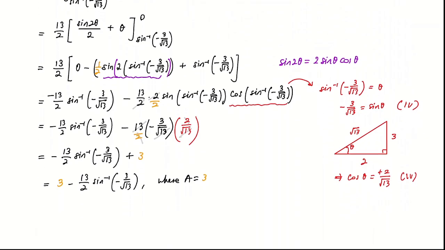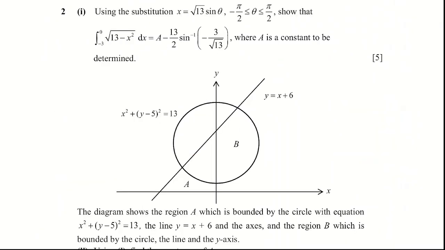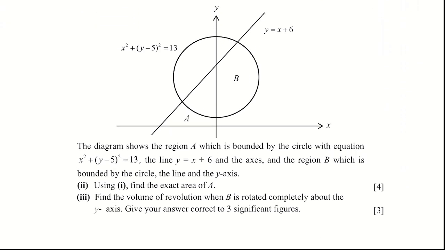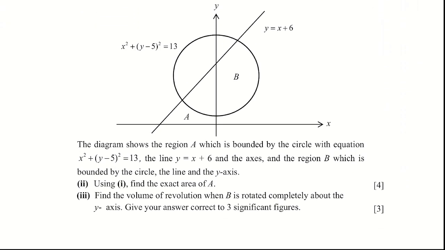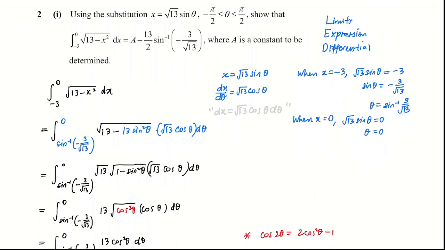Then I think we can continue to take a look at part 2 of that pop quiz. Part 2 of the pop quiz would look something like this. We have a circle over here. The diagram shows the region A, which is bounded by a circle with equation, and the region B is bounded by a circle, line, and y-axis. Using the results from part 1, find the exact area of A. Oh yes, I almost forgot. We also want to look at the mark scheme for assessment literacy for this question over here.